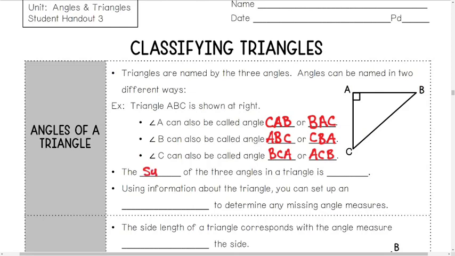Now, in addition to that, the sum of the three angles in a triangle is 180 degrees. So the total amount here is always 180. This angle plus this angle plus that angle will equal 180 degrees. Using information on the triangle, you can set up an equation to figure that out. That equation usually consists of angle 1 plus angle 2 plus angle 3, and that would equal 180 degrees.